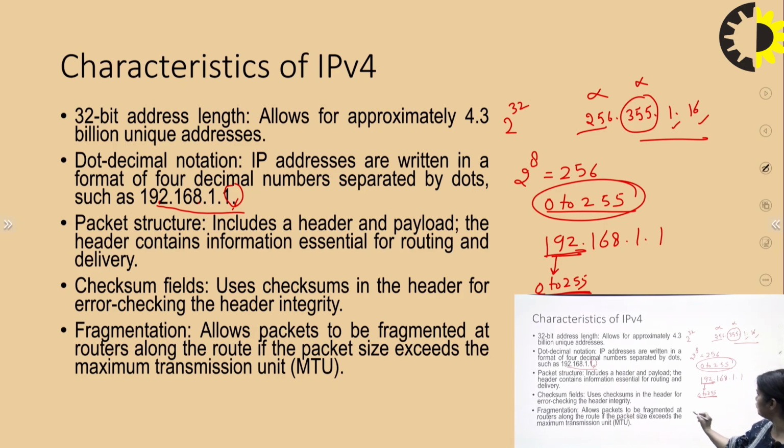Suppose that you have to send a 15 gigabyte file from source to destination. This complete file is not sent as one packet. The packets are fragmented, and each fragment has its own sequence number.